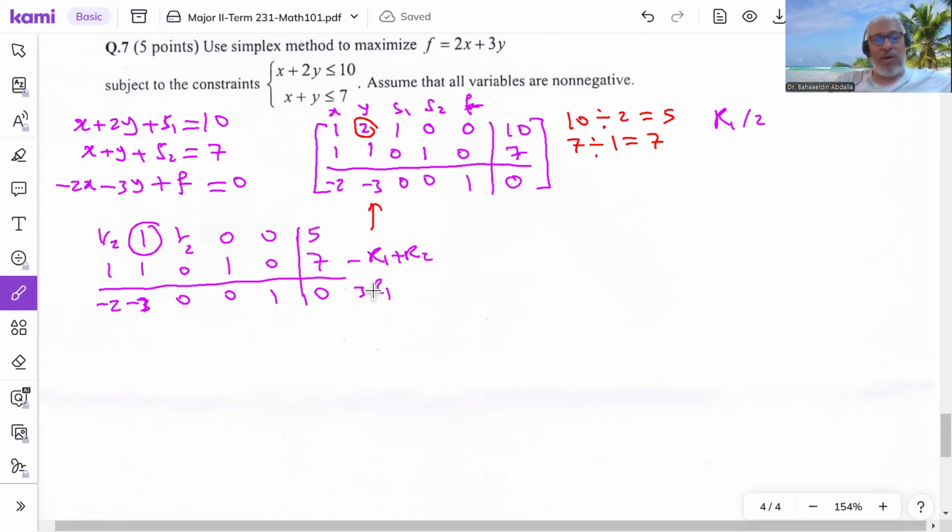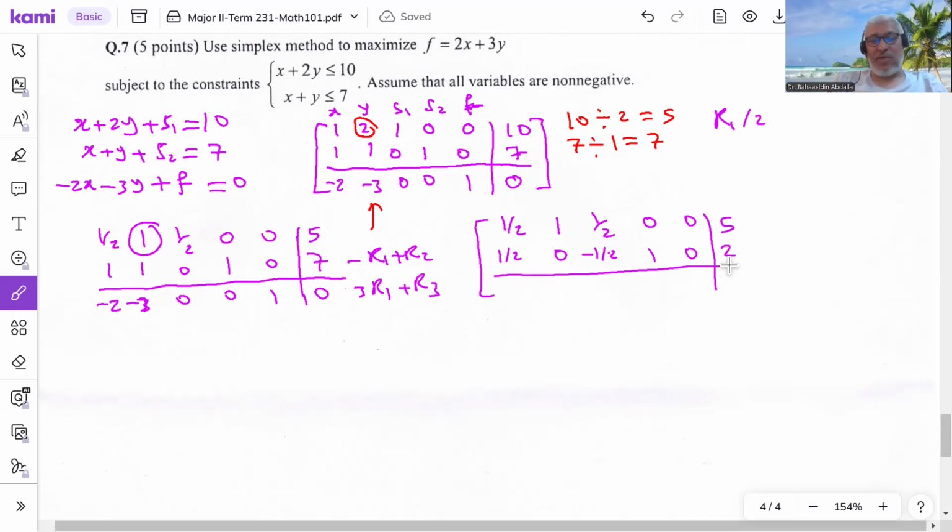Multiply row 1 by 3, add it to row 3. And now I'll have a new matrix. So half, 1, half, 0, 0, 5, and negative half plus 1 is half. Negative 1 plus 1 is 0. Negative half plus 0 is negative half. Negative 0 plus 1, negative 0 plus 0. Negative 5 plus 7 is 2. So that's the second row.